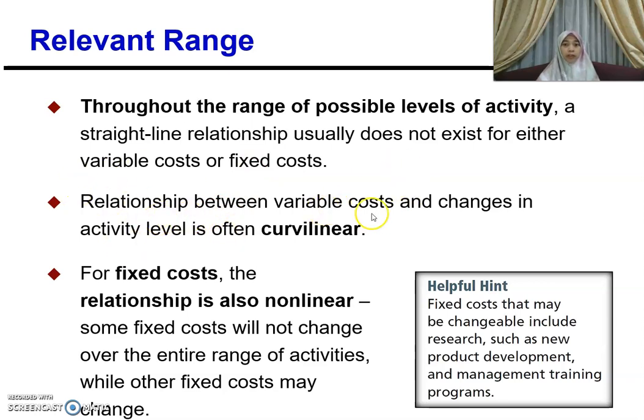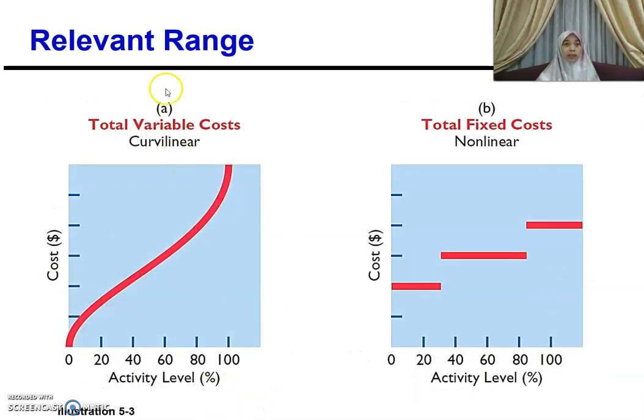The relationship between variable cost and changes in the activity level is often curvilinear. What do you mean by curvilinear? For fixed cost, the relationship is also non-linear. Linear relationship means a straight line. If it is not a straight line, then it is a non-linear relationship, because some fixed costs will not change over the entire range of activities while other fixed costs may change. This is the relevant range.